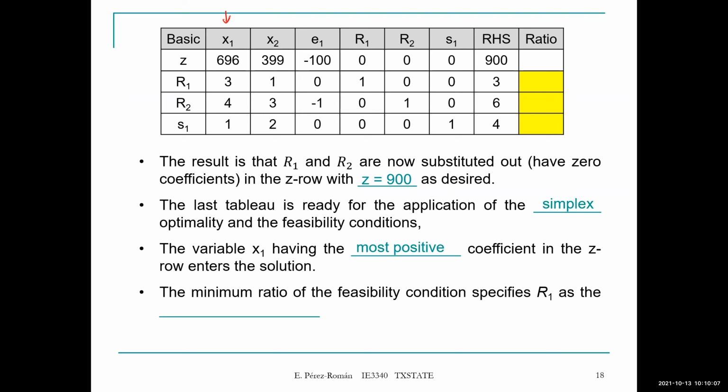All right, so I know x1 is entering. So I'm gonna do the minimum ratio test. 3 divided by 3 is 1. 6 divided by 4, what is that? 3/2. And we have 4 divided by 1. This is 4. So the minimum is 1. So what that means is that artificial variable is going to leave. So we're going to substitute x1 for R1. So R1 is the leaving variable.